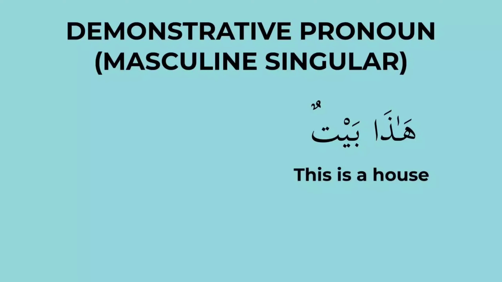This is a house. How do I change that into a question? By just putting hamza. What will you say now? Ahadha baytun? But then you will have to put a question mark, and you have to even change your tone. Ahadha baytun? You are asking a question, so your tone has changed. Is this a house?